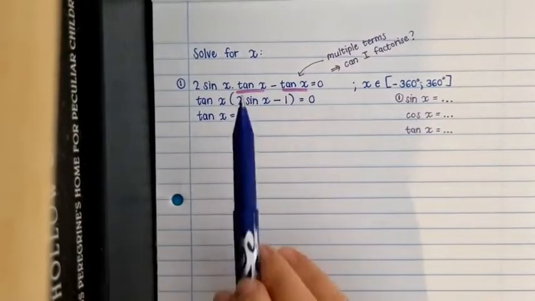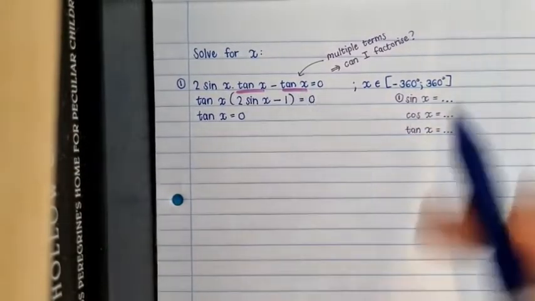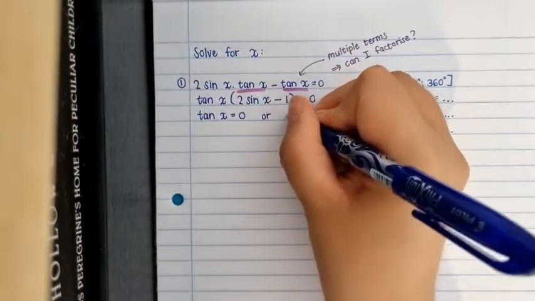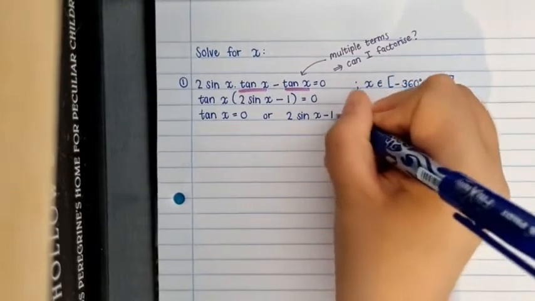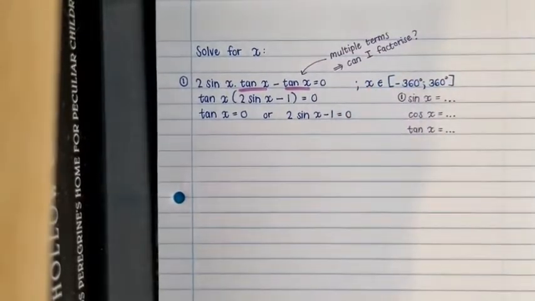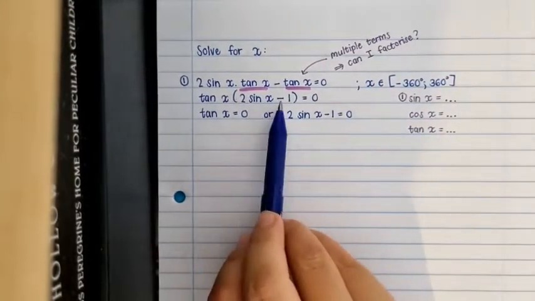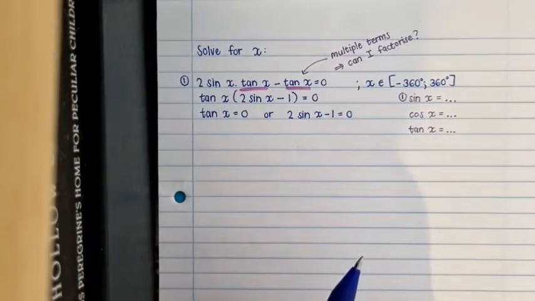But there's another option. If this bracket is equal to 0, that will also make the whole product equal to 0. So if I say 2 sine x minus 1 is equal to 0, that will also make this whole equation true here at the top.